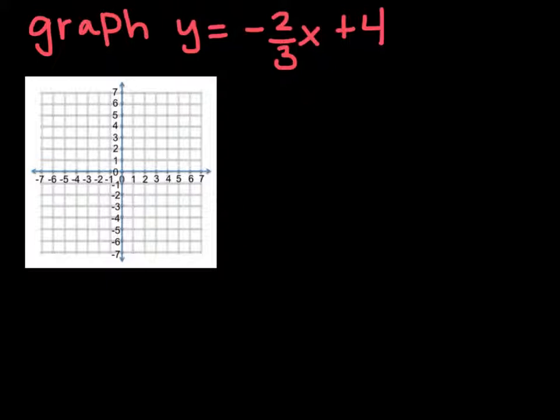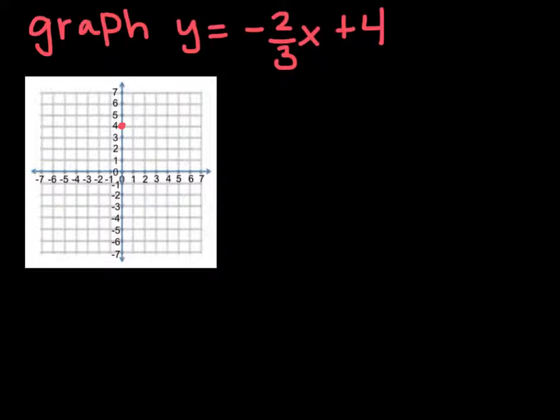Now let's learn to graph an equation in the slope-intercept form. Our equation is y equals negative 2/3 x plus 4. The y-intercept is 4, so first plot the point 0, 4. We know the slope is negative 2 over 3, so we know that our rise is negative 2 and our run is 3.